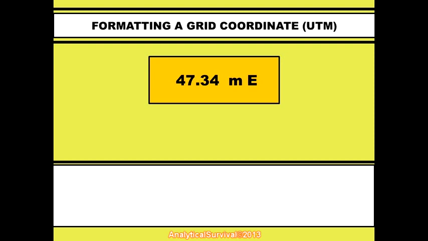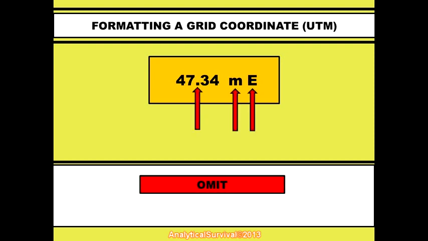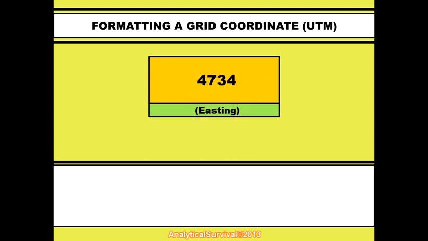We can further clean this up by dropping the decimal, meters unit, and easting designator like this. And with both easting and northing, it looks something like this. I know it looks a little weird, but that's what abbreviations are for, and it'll make more sense as we go along. Let me give you an example, though.